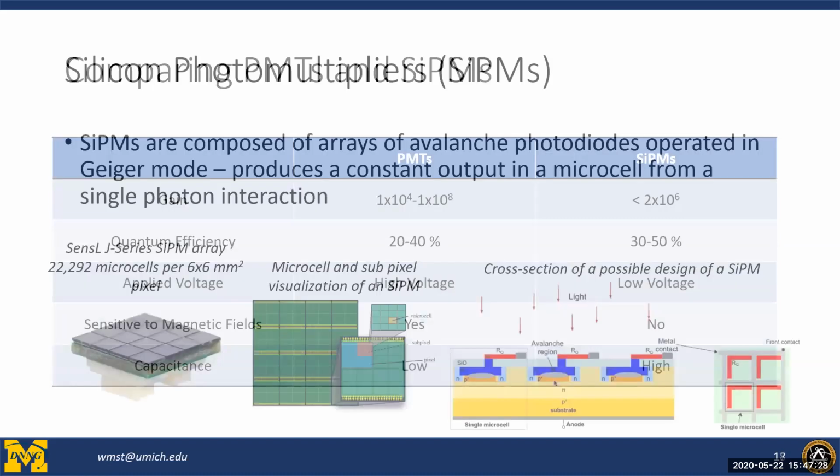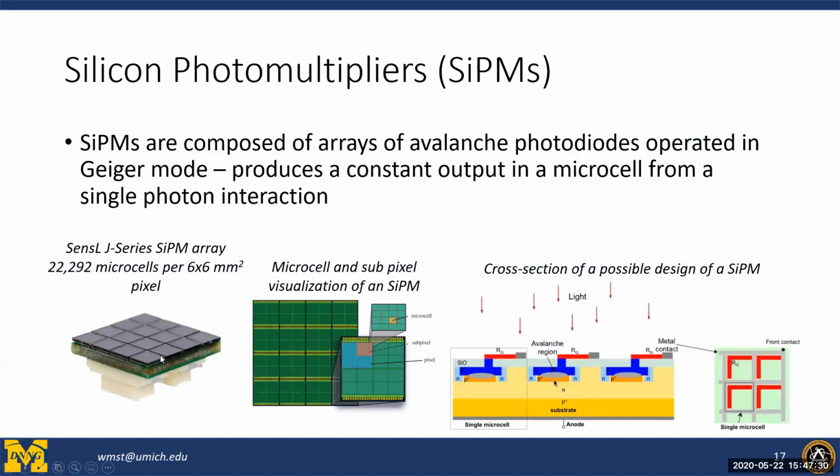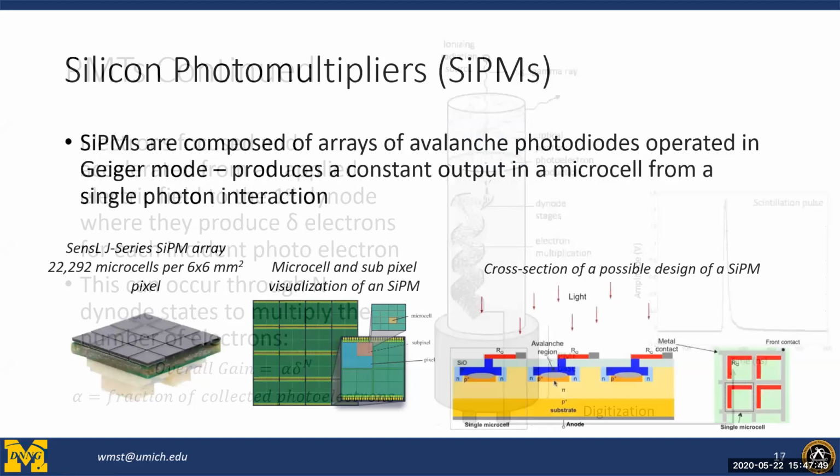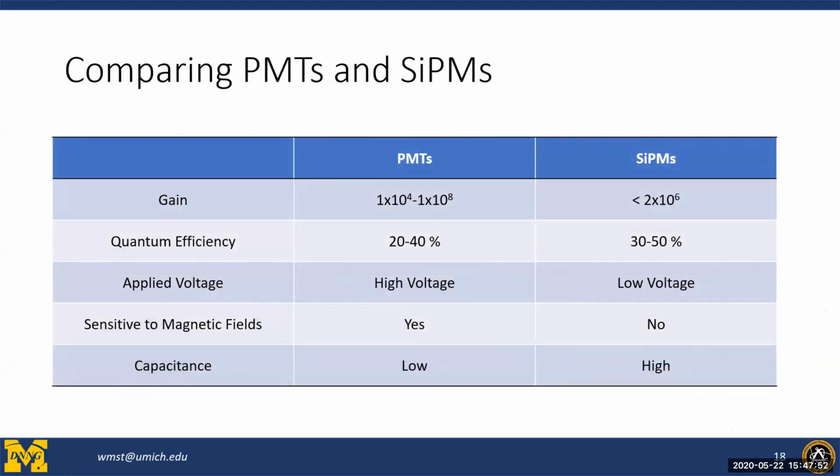However, to give you an idea, generally this is about a 6 millimeter by 6 millimeter area, versus these PMTs, which tend to be on the order of, I can't do the conversion from inches to centimeters in my head, but let's say on the order of 6 to 8 inches. So these tend to be much, much larger than silicon photomultipliers. Something to keep in mind there.